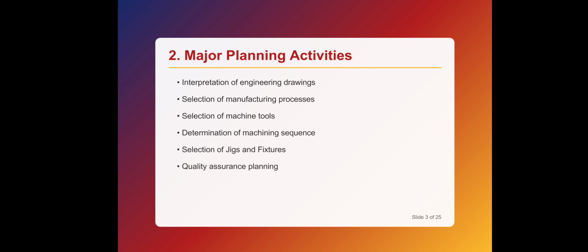The next one is document, that means documentation. Every process planning has an important role in the documentation process. It means the complete documentation is involved in route sheets or other types of documentation as we need.